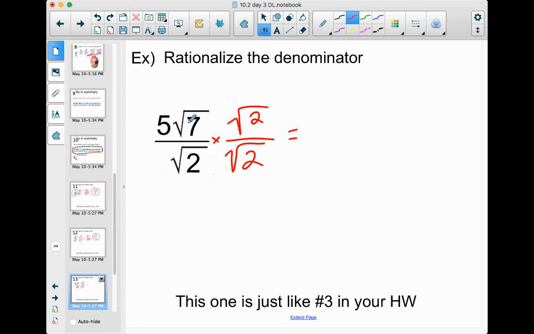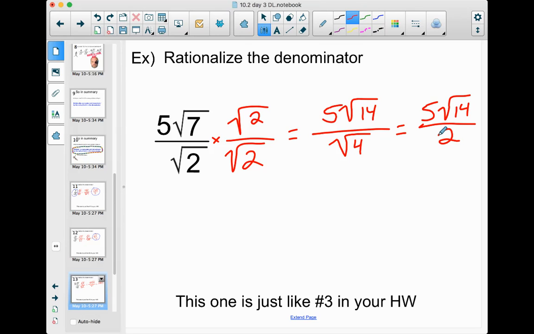Now, on the top, I can multiply the square root of 2 times the square root of 7 to get square root of 14, and I still have that 5 out in front, okay? And then on the bottom, square root of 2 times square root of 2, they're both underneath the square root, so I can go square root of 4. And let's see, on the top, I just get 5 square root 14. And on the bottom, we know the square root of 4 is 2.